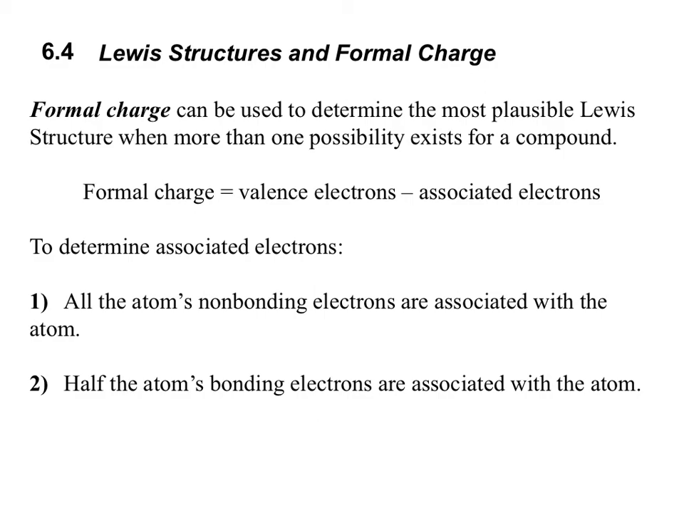Lewis structures and formal charge. Formal charge can be used to determine the most plausible Lewis structure when more than one possibility exists for a compound. The formal charge is valence electrons minus associated electrons. To determine associated electrons, all the atom's non-bonding electrons are associated with the atom, and half the atom's bonding electrons are associated with the atom.